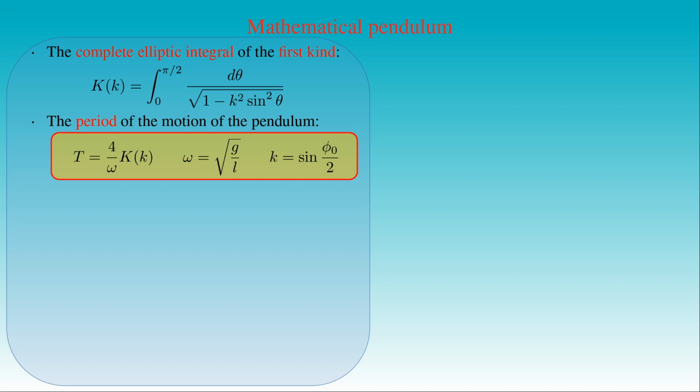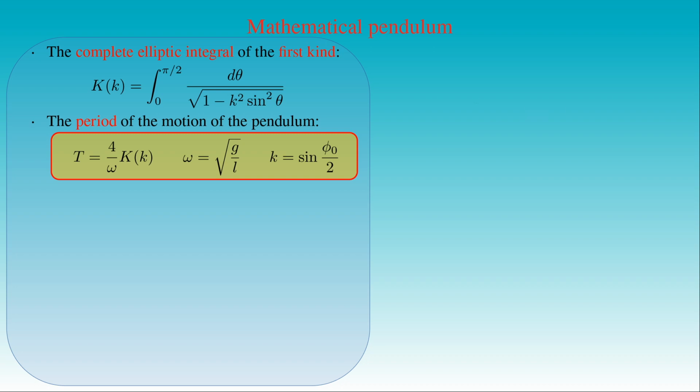If the pendulum with a suspension string of a fixed length is installed in a given place with a given gravitational acceleration, then the parameter omega is a constant and the only free parameter is the modulus k, that is the initial angle phi 0. This parameter will determine the period T for a given omega.